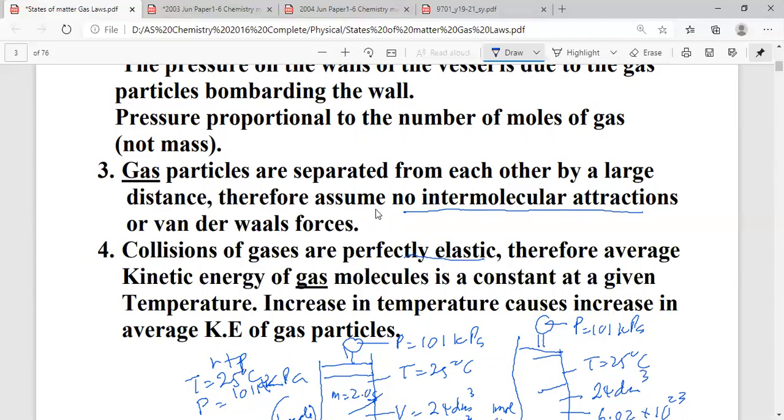They hit one another. There's no loss in energy. Therefore, average kinetic energy of any gas is constant given temperature. Increase in temperature causes increase in KE. This is very important later when you do your Boltzmann distribution. But let's look at how the question comes out. I got a few here. Assumptions. Calculation I've done with you.